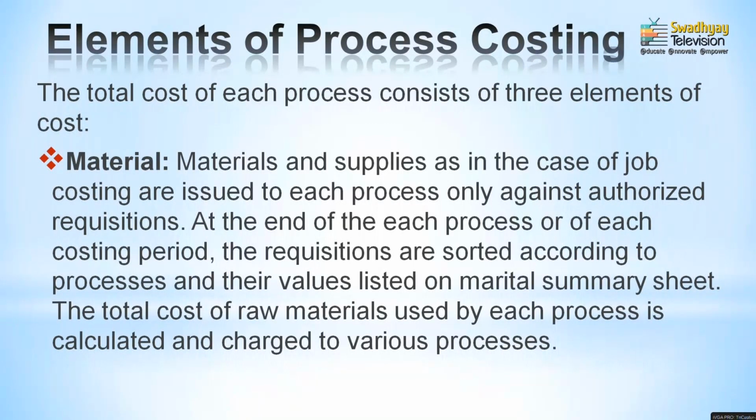What would be the first part is material. How could the material cost be identified? Whatever the amount of raw material introduced in the first process will be recorded in the first process account, and at the end of each process or costing period, they can identify the amount of material cost. Material would be identified through the material sheet.